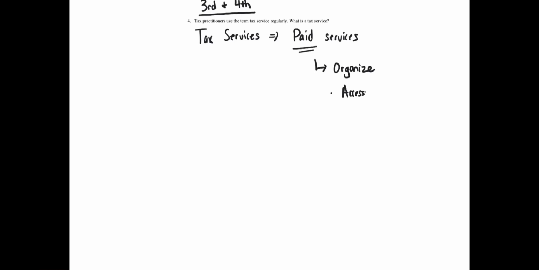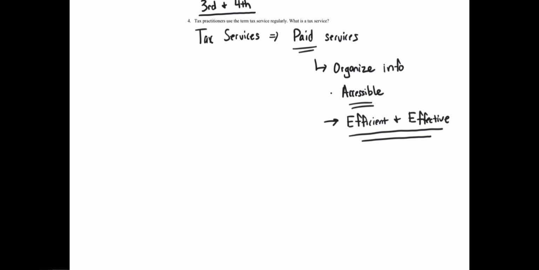So talking about paid services, basically they organize the information to make it more accessible. I'm identifying the keywords here to help you: accessible. So they organize the info and make it more accessible. And that makes the tax practitioner more efficient and effective in getting the job done, right? And determining the results of the transaction. Very, very important items.